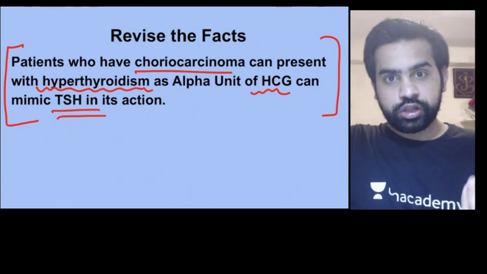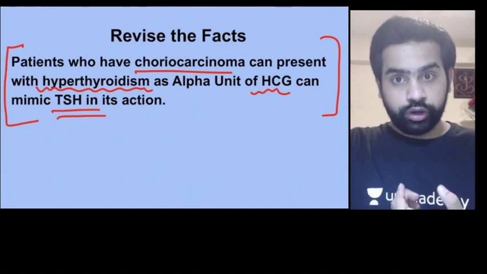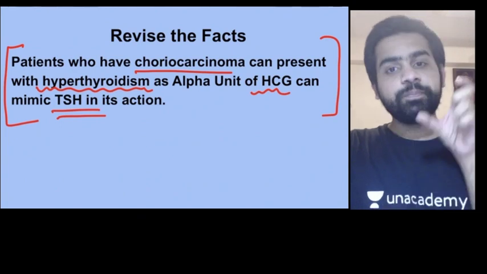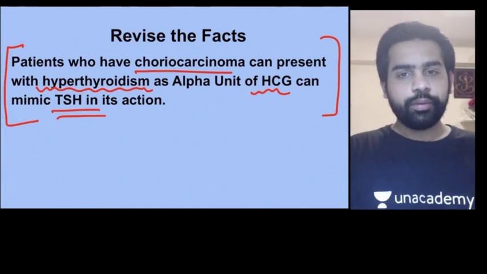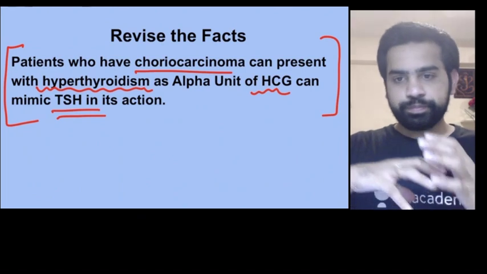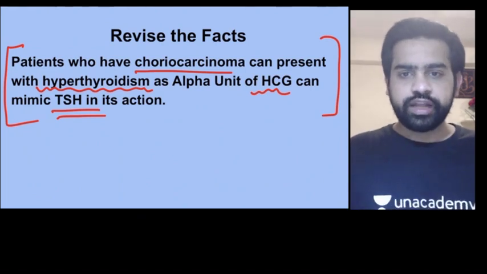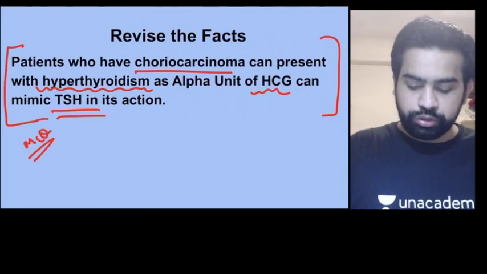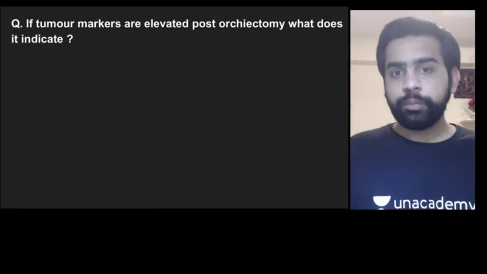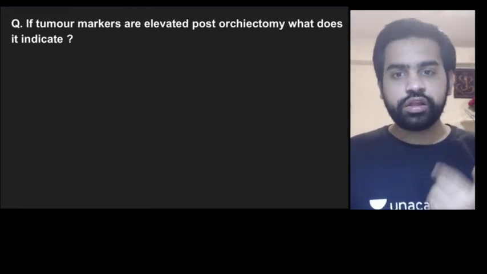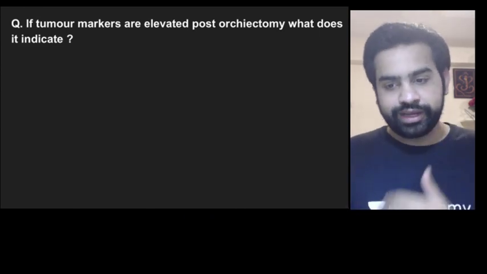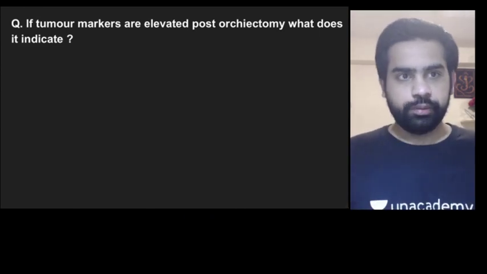So if they ask you one of the clinical features of a choriocarcinoma, it can be hyperthyroidism. Why? Because the alpha subunit has a molecular mimicry, having affinity towards the TSH receptors, and it goes and stimulates them. So it's an MCQ point, just remember this. Choriocarcinoma patients can have hyperthyroidism, not because of raised TSH, but because of the raised alpha subunit of the human chorionic gonadotropin, which acts on the TSH receptors.